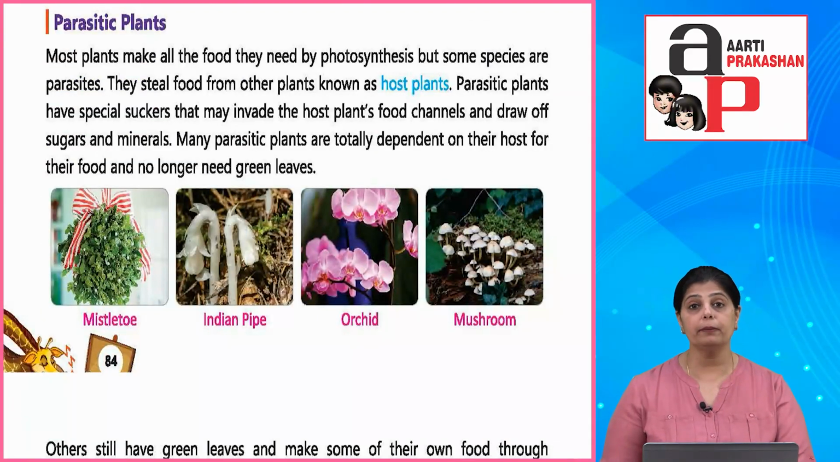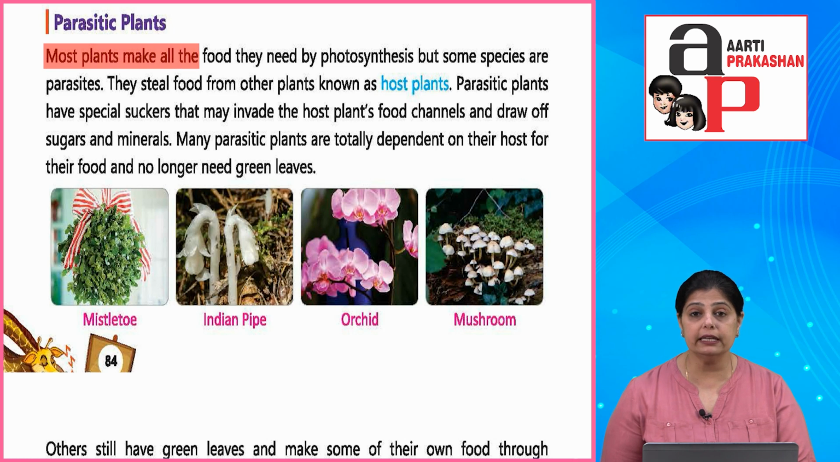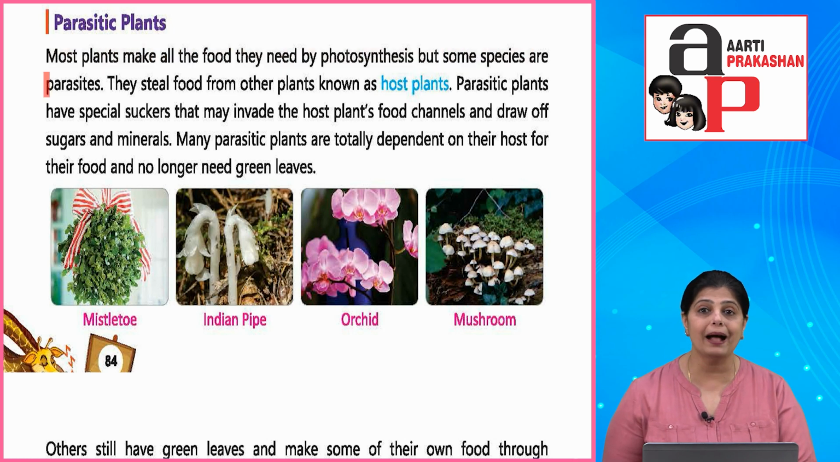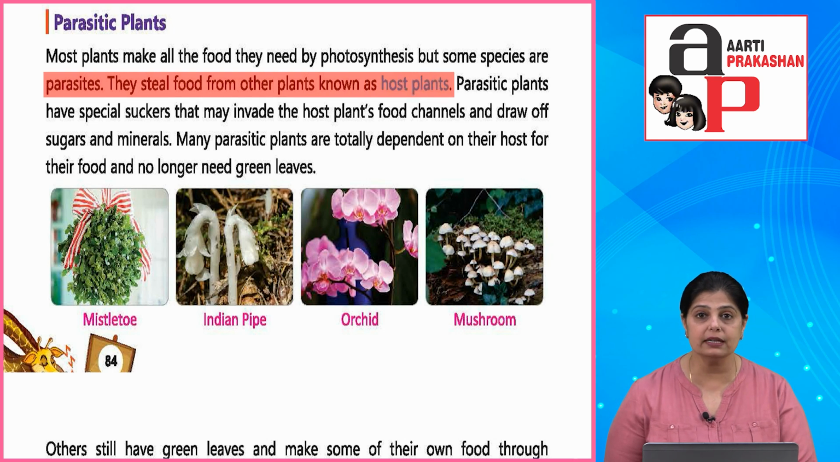जैसे these plants are called parasitic plants. Most plants make all the food they need by photosynthesis, but some species are called parasites. What happens is they steal food from other plants known as the host plant. तो दूसरे plants से अपना खाना चुरा लेते हैं.